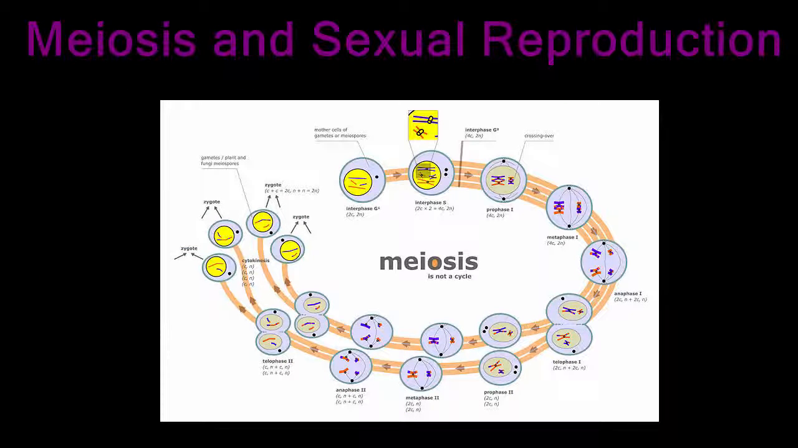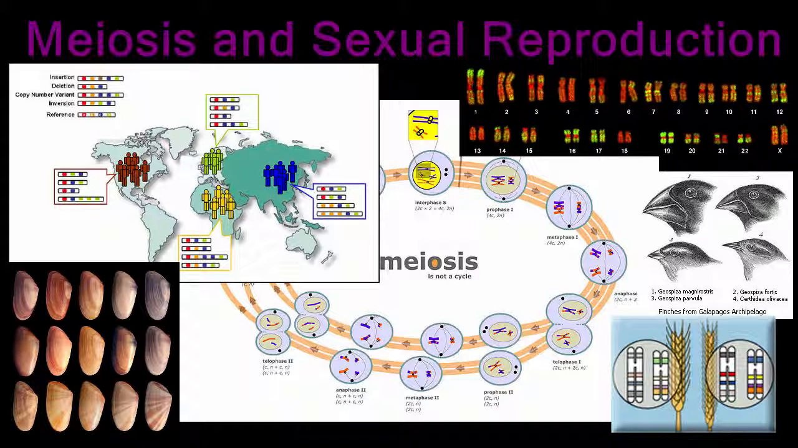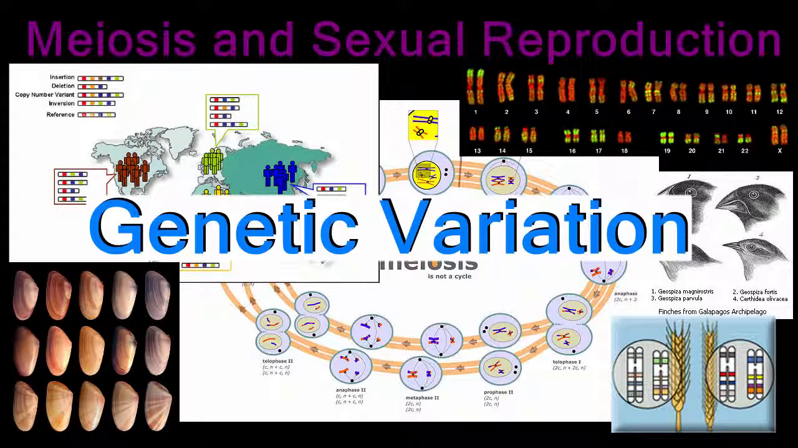Sexual reproduction could not occur without the process of meiosis. The beauty of this type of cell division is that it creates so much genetic variation within a population. Genetic variation is pivotal to the survival of a species, so sexual reproduction gives organisms a competitive edge in the process of evolution.